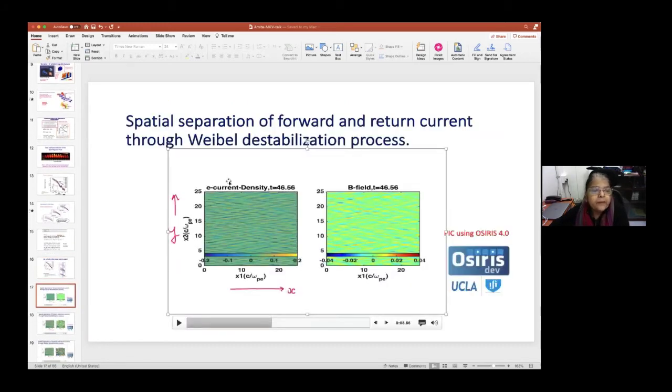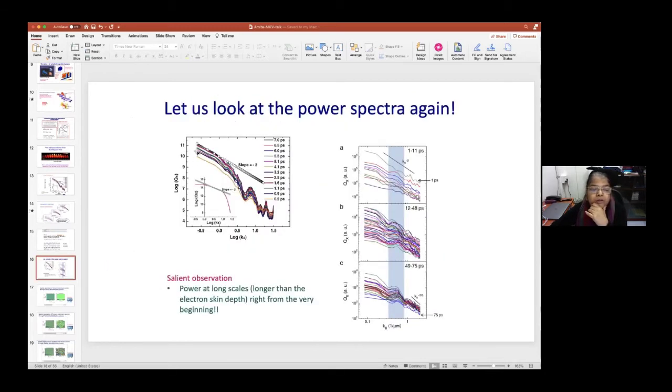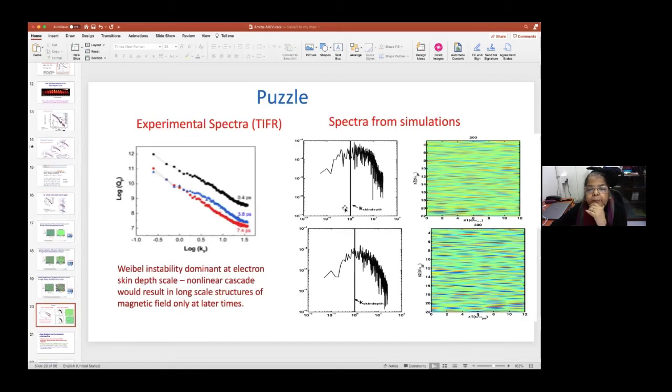As you can see, these are some snapshots I have shown, where the transverse scale length is very fine. The nonlinear cascade is also very slow. It doesn't go to scale lengths of the size of the laser spot size or bigger. So this obviously cannot explain the experimental fact, and we compared it also. These are the experimental signatures: the highest value of the spectrum is at the longest scales.